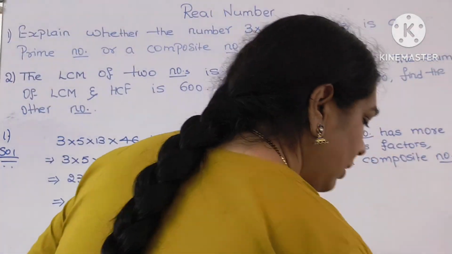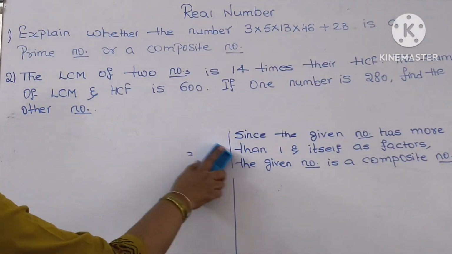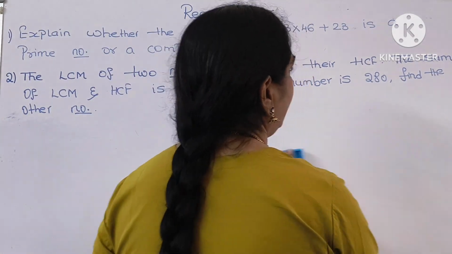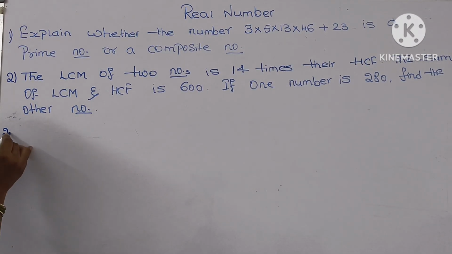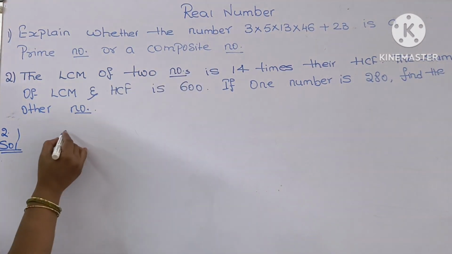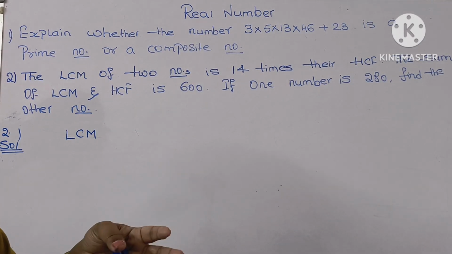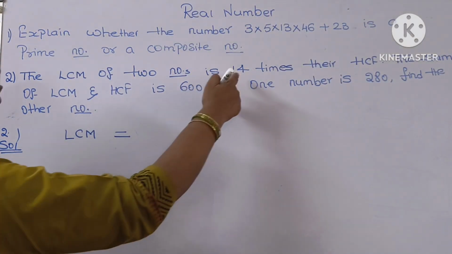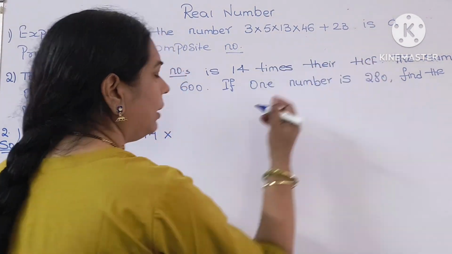The next one is a word problem. Let us see what the question is. The LCM of two numbers is 14 times their HCF. And the sum of the LCM and HCF is 600. Let us slowly write down all the conditions they have given. In these word problems, is, will be, are all mean the equals sign. LCM is, means equals to, 14 times, means multiplication, 14 times the HCF.